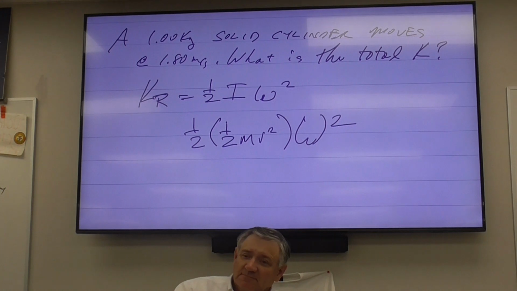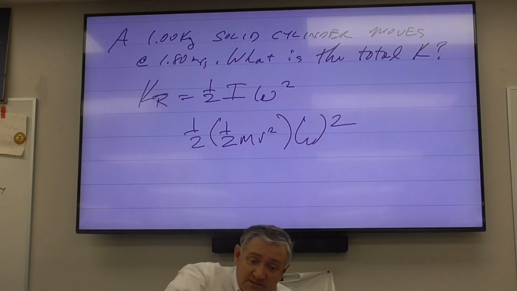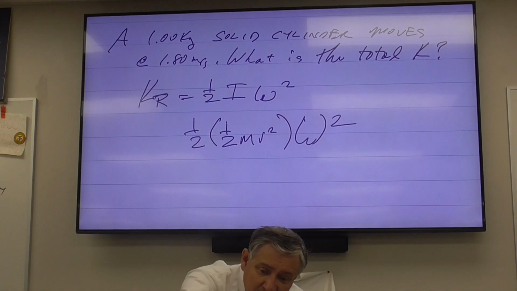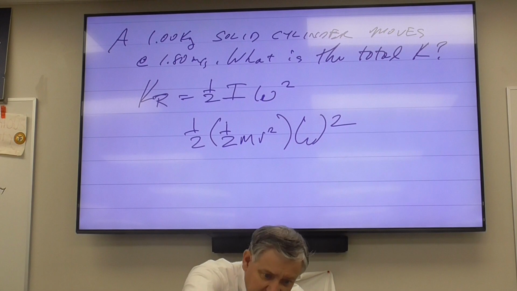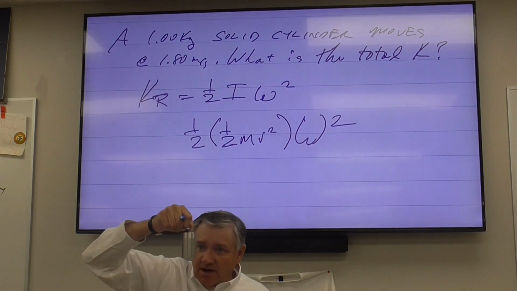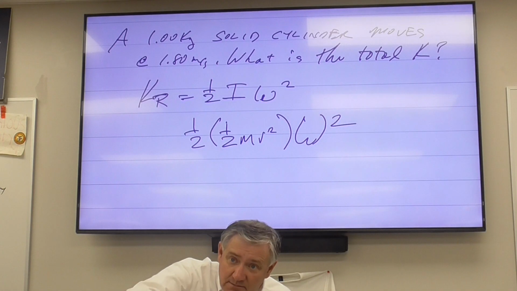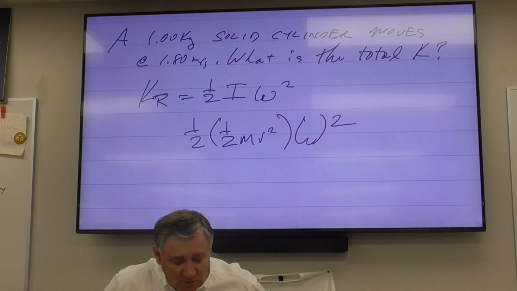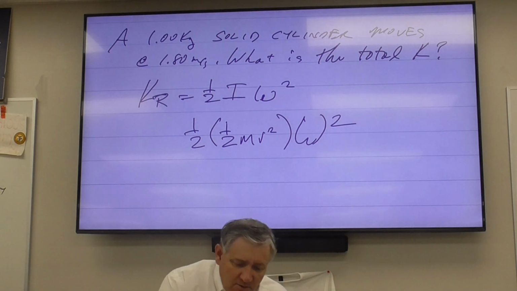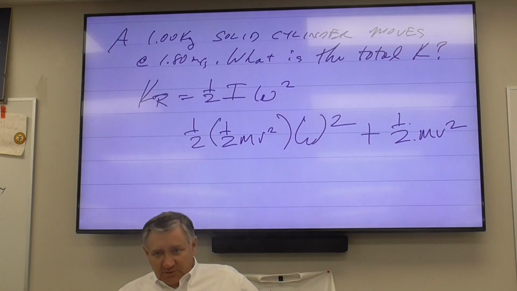Let's just go to 1/2 MV squared. Why? Because does it also have translational kinetic energy? Yeah, because it's not just spinning like this, it's moving across the ground. So it's going to have translational and rotational. True? So I can add to that 1/2 MV squared.